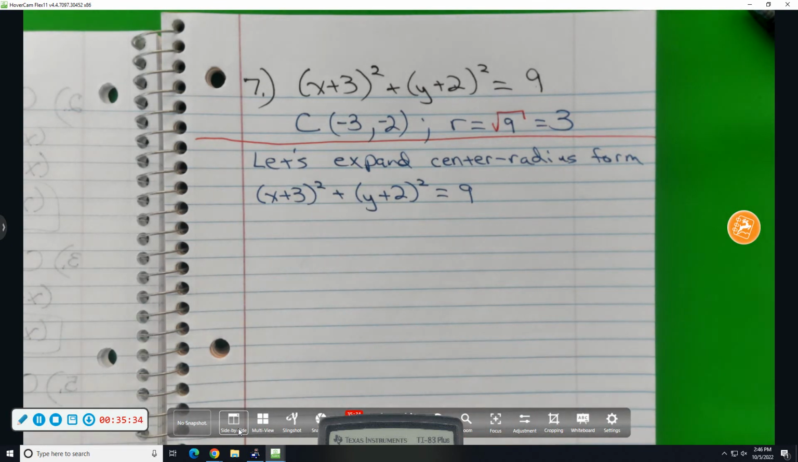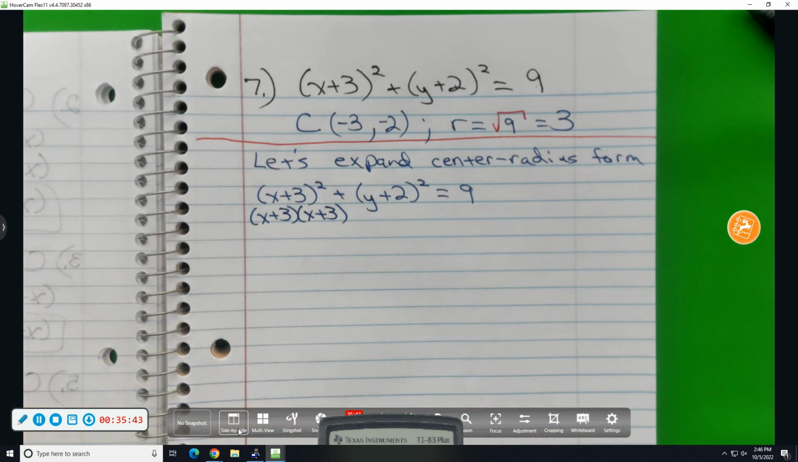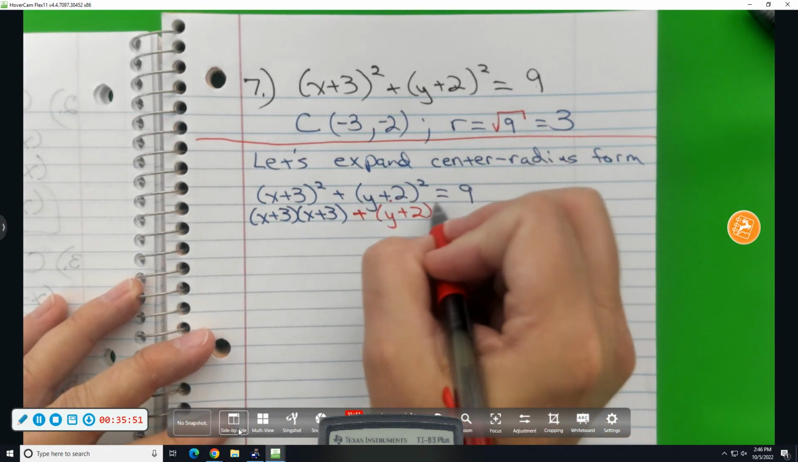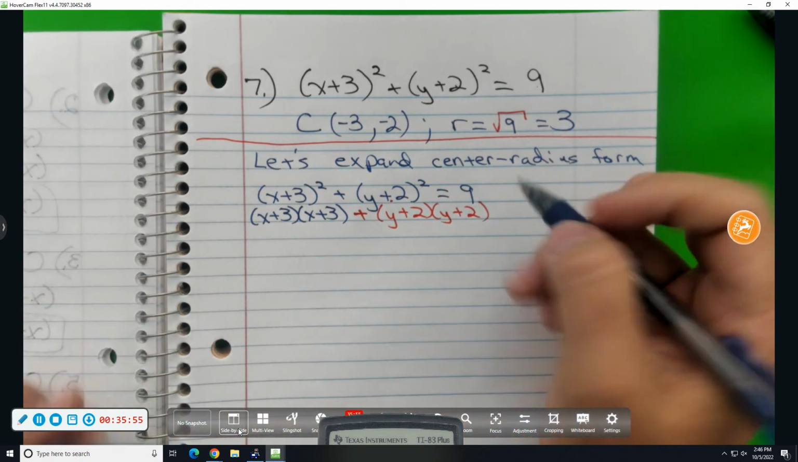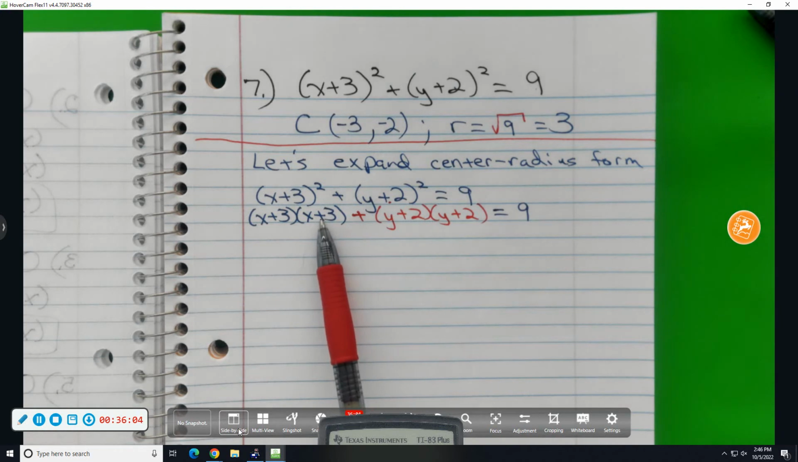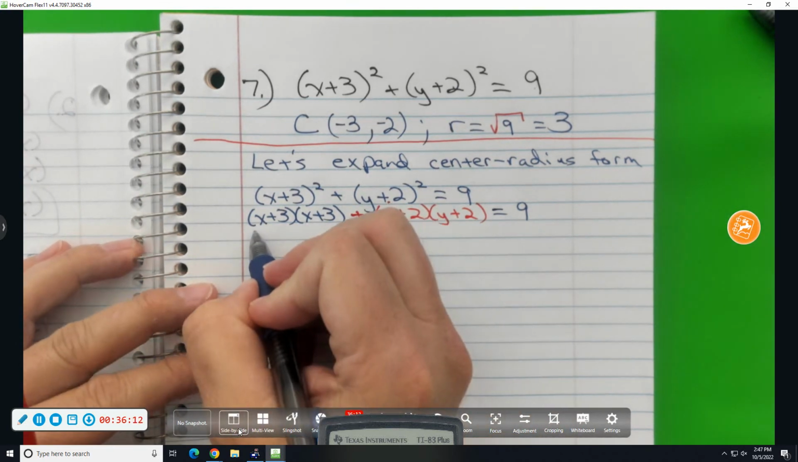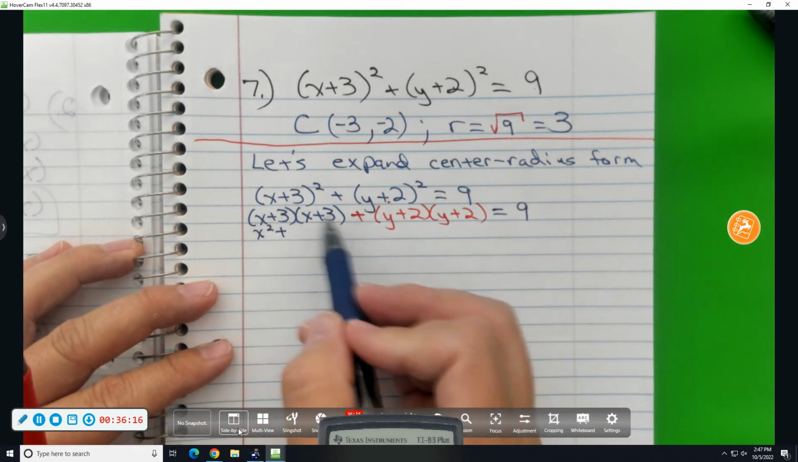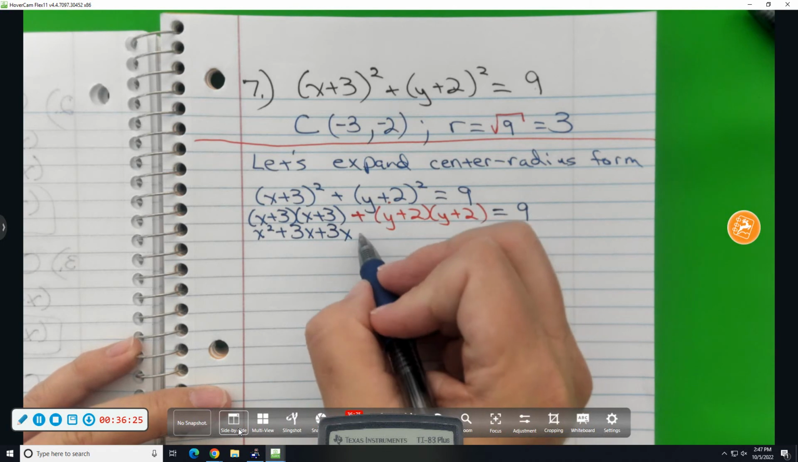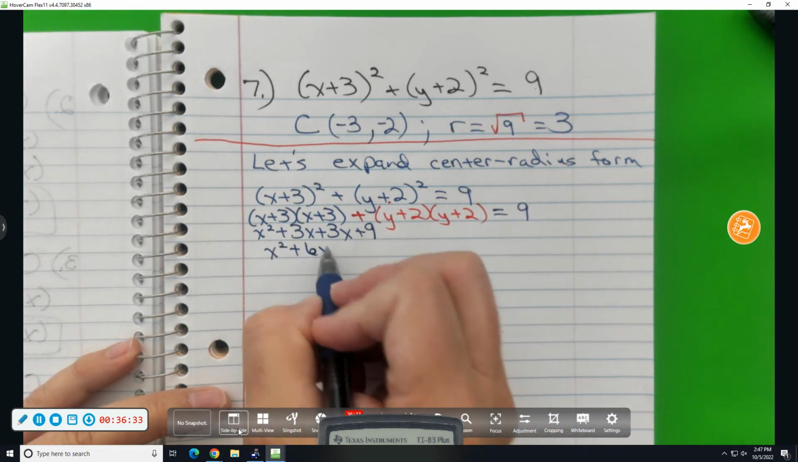(x + 3)², that means (x + 3) times (x + 3), plus (y + 2)², that's (y + 2) times (y + 2). It's a binomial times a binomial. We're going to have to FOIL that out. So here goes. Y'all tell me the products. First, x times x, x squared, plus outer, 3x, plus inner, another 3x, plus last, 9. So the quantity (x + 3)² reduces to x² + 6x + 9.